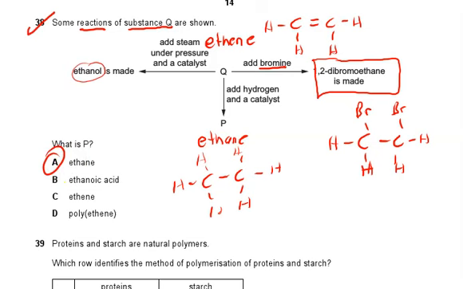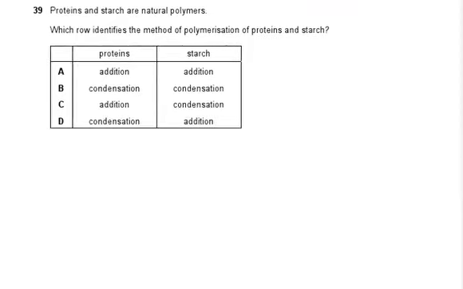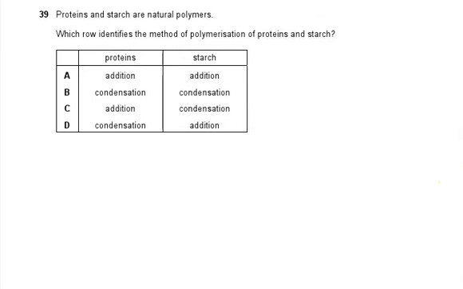Okay, now let us move to question number 39. Protein and starch are natural polymers. Which row identifies the method of polymerization of protein and also starch? So both of them will be under condensation polymerization. Let me explain to you what is addition and what is condensation.